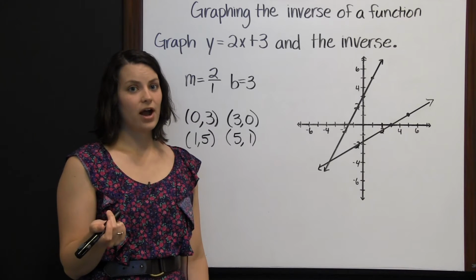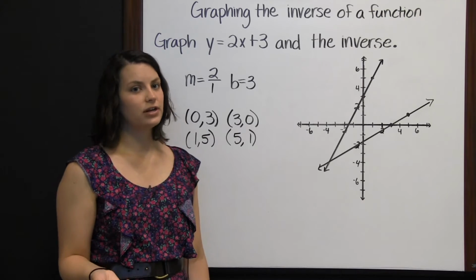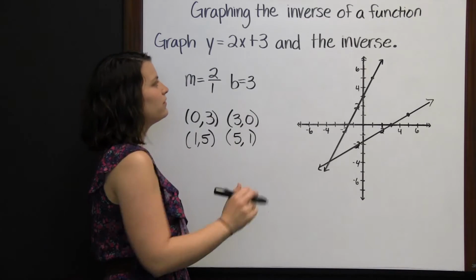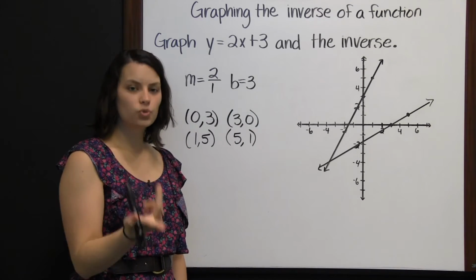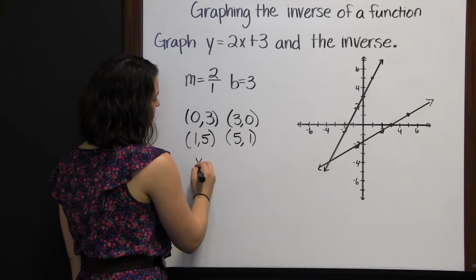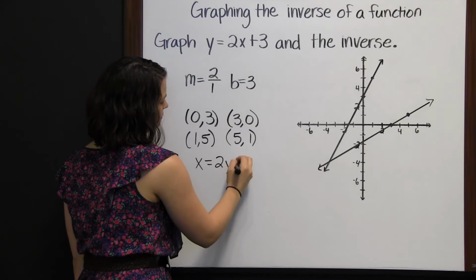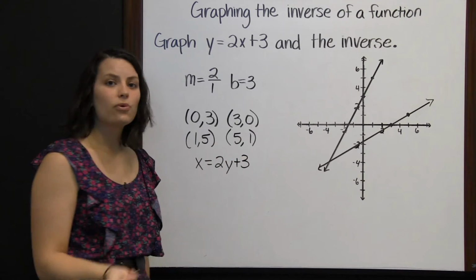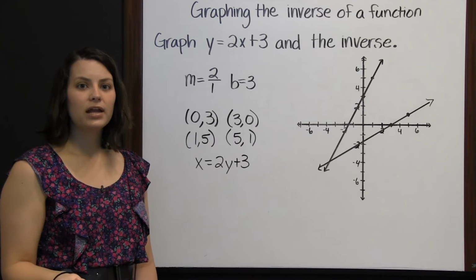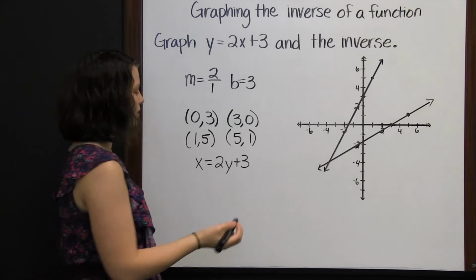The other way to graph an inverse function, or another way to graph an inverse function, is to take the original function and again switch the x and y. So the y becomes x and the x becomes y. Now if we wanted to graph this, we'd want to put it in a form like slope-intercept form, which means we must solve for y now.